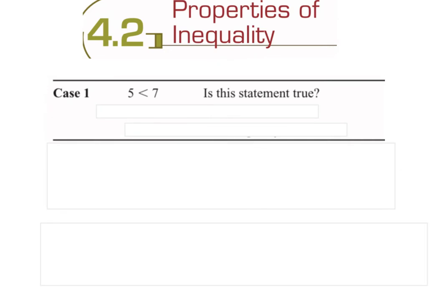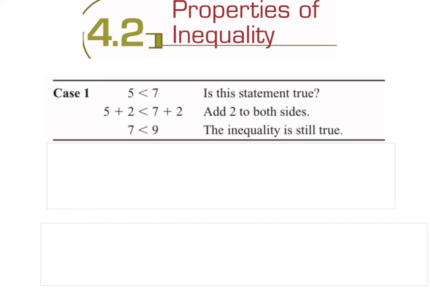The first thing we're going to look at here with properties of inequality is what can you do to inequalities? So the first question they ask: is 5 less than 7? Well, yes, 5 is less than 7. Then we add 2 to both sides: 5 plus 2, 7 plus 2. Now we have 7 is less than 9. Is the inequality still true? Yes, adding 2 to both sides did not change my inequality.